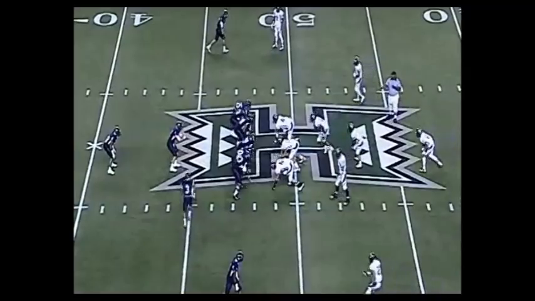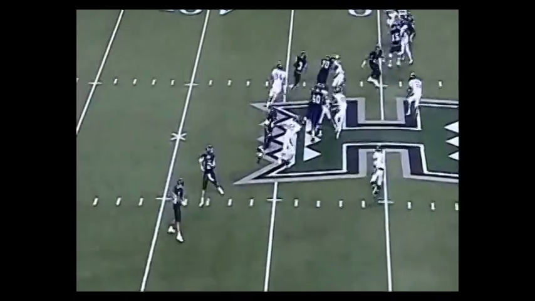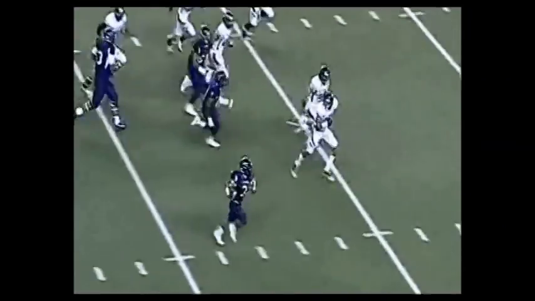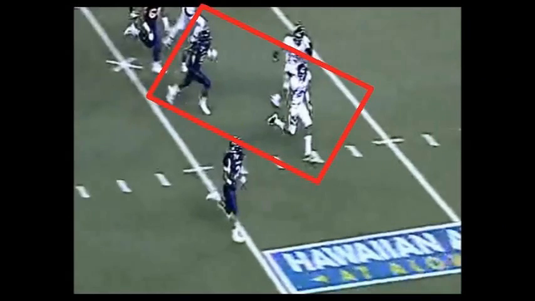Not targeting play number 4 is interesting because the defender slipped, putting him in a low position, as the blocker was going low to block him to spring for additional yards. So these are the two that are involved.